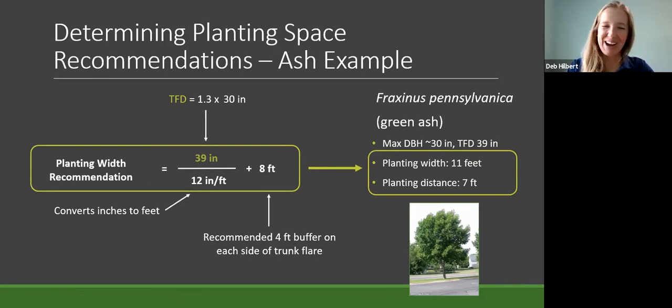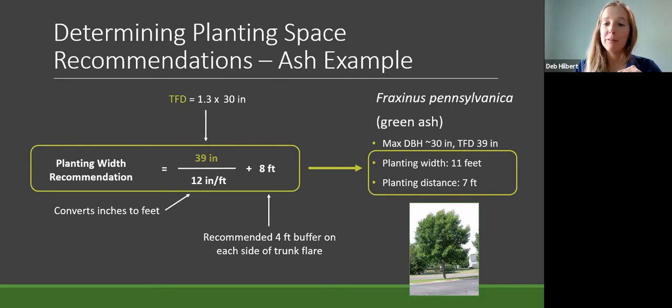I know that doesn't happen, right? That's part of the reason why we're doing this research, is because that's definitely not the case. A lot of times they're planted in boulevards that are only about 3 feet wide. And it's the same thing down in Florida with our large oak trees. They get planted in very narrow strips.